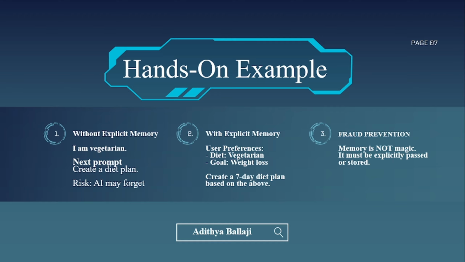Now with explicit memory, basically what happens here is that you give your user preference, that is the memory. You say that the diet should be vegetarian, the goal is weight loss, and then you say create a 7-day diet plan based on the above. So the AI knows that it needs to prepare a vegetarian diet plan and it is for weight loss. Memory is not magic. It must be explicitly passed or stored.